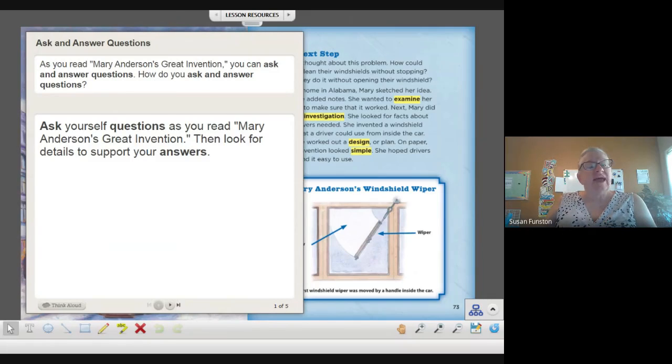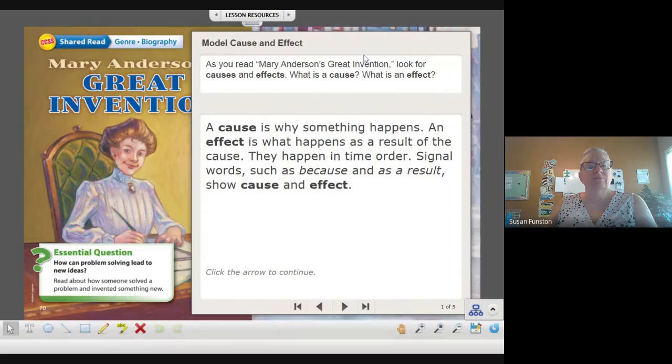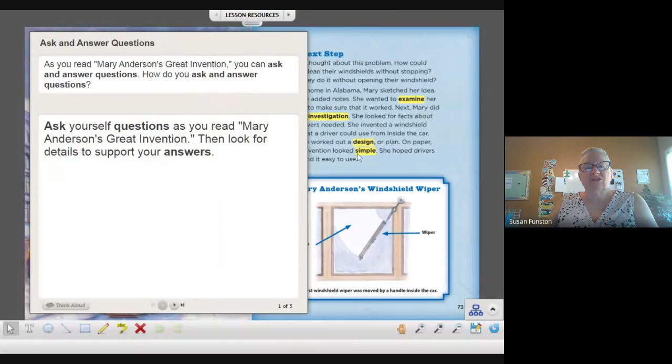It's telling us that as you read Mary Anderson's Great Invention, you can ask and answer questions. How do you ask and answer questions? You ask yourself questions as you read, then look for details to support your answers. So if I am reading a section of Mary Anderson's Great Invention, let's look at the section called The Next Step.